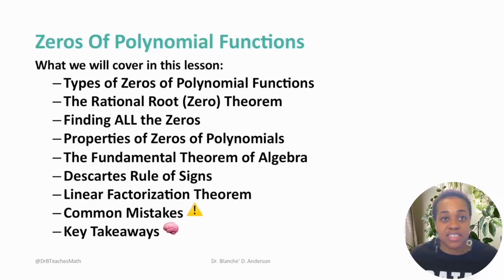All right, for this topic, we're going to talk about the types of zeros of polynomial functions. If you have been following this lesson series, you're going to see how all these pieces connect together. So we're going to talk about the types of zeros, the rational root theorem, sometimes called the rational zero theorem, just depending on your instructor, finding all the zeros for a polynomial function, properties of those zeros, the fundamental theorem of algebra, Descartes' Rule of Signs, that's how I said it, Descartes, because it sounds cooler, the Linear Factorization Theorem, and of course, common mistakes and key takeaways.